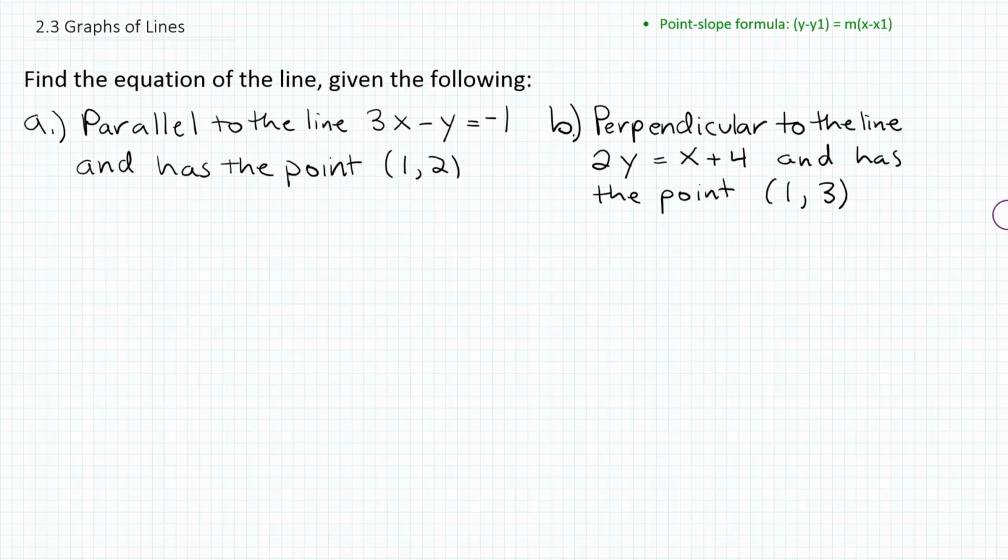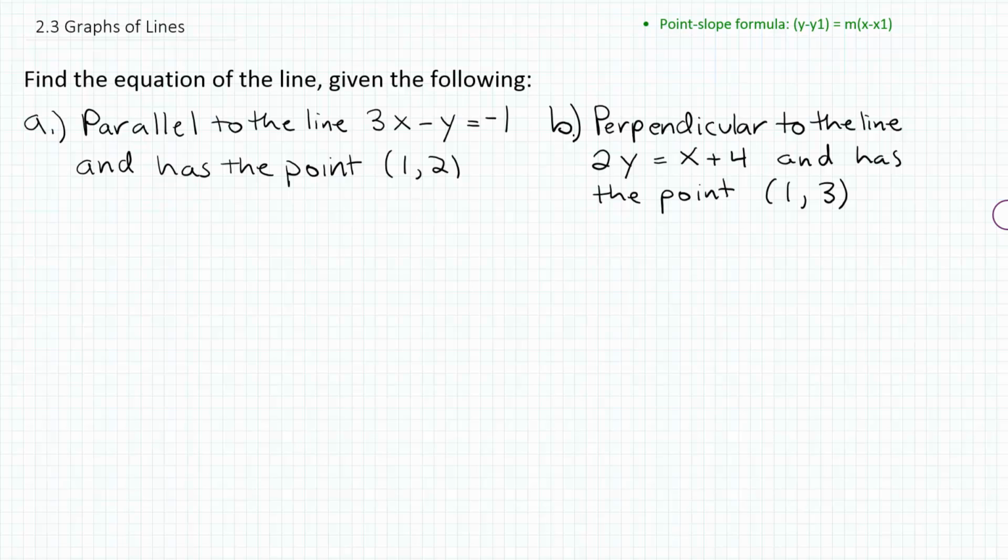Find the equation of the line given the following. In example A, they say the line is parallel to the line 3x minus y is equal to -1 and has the point 1, 2 on it. So what you want to remember here is pretty simple. We want to use the point slope formula whenever they're asking us to find the equation of the line. So if they say find the equation of the line, I want you to think use the point slope formula.